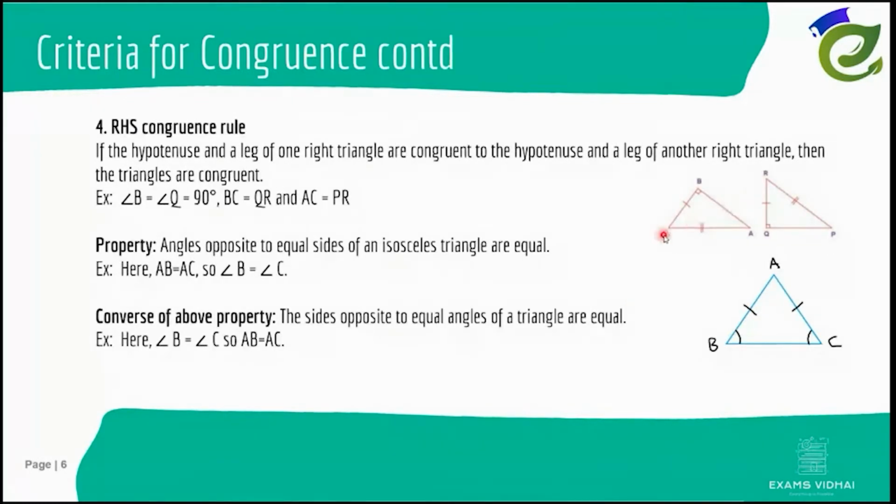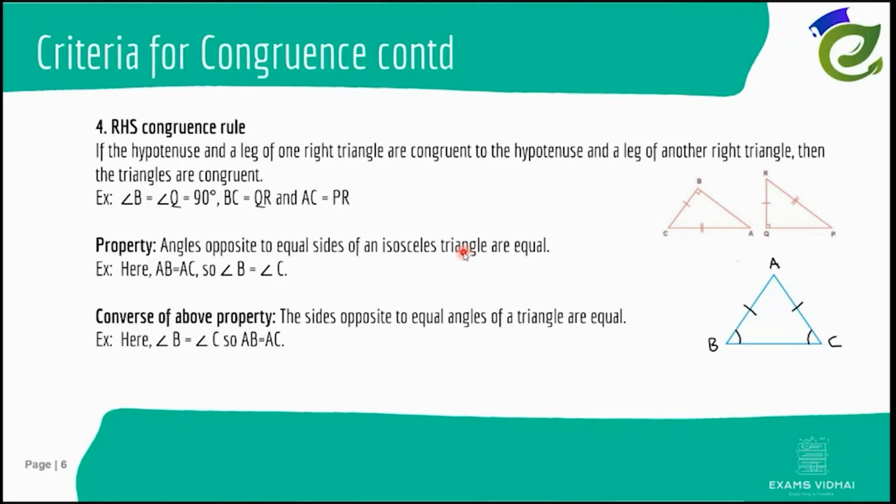The last one is RHS criteria. RHS criteria is only applied in case of right angle triangles. If you say that two sides are equal, it may be any leg of the right angle triangle and the hypotenuse. Note that it is not two legs between the perpendicular, it should be hypotenuse and any one side. Then the two triangles will be congruent. Now this completes our congruence discussion.